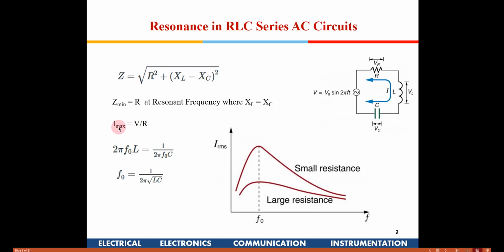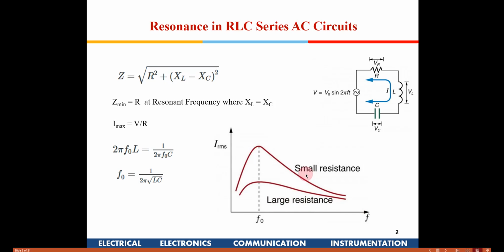This I max is not the I max we learnt in the last class, indicating the peak of a sinusoidal signal. It means the maximum RMS value over various frequencies, which we get at the resonant frequency, and it is given by V by R. If you keep increasing the frequency, the RMS value keeps increasing, reaches its maximum V by R, and then keeps decreasing.